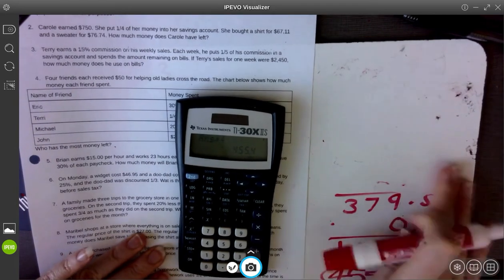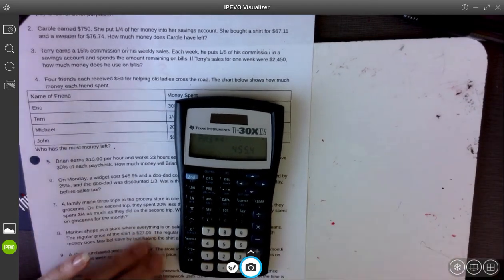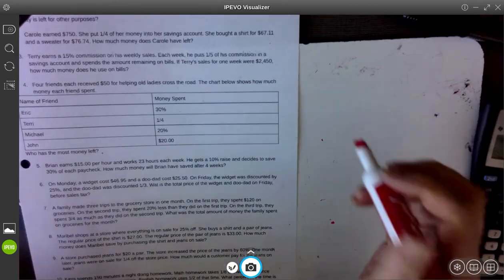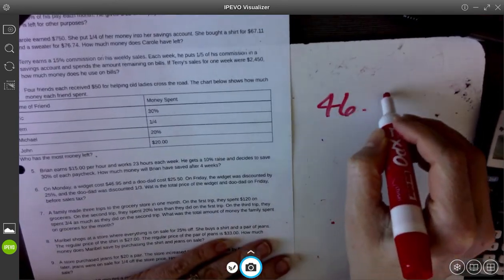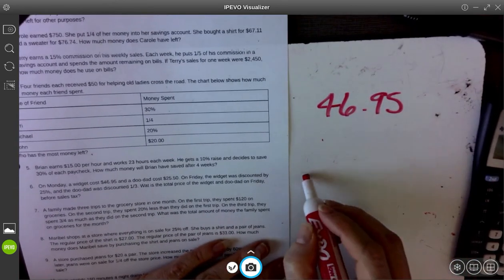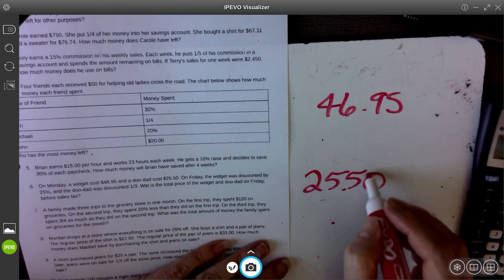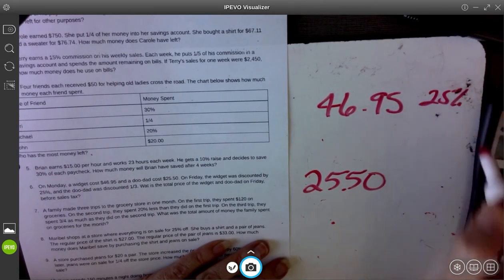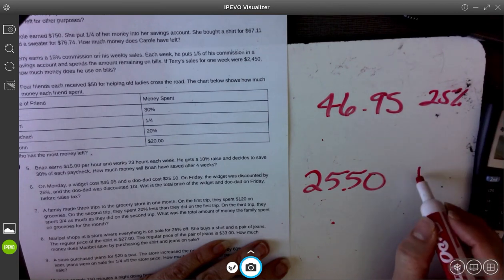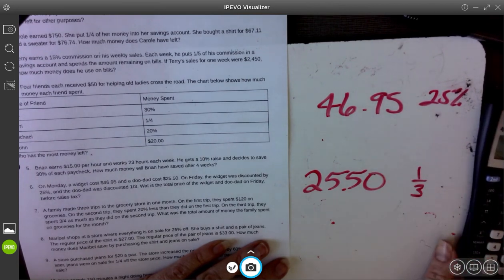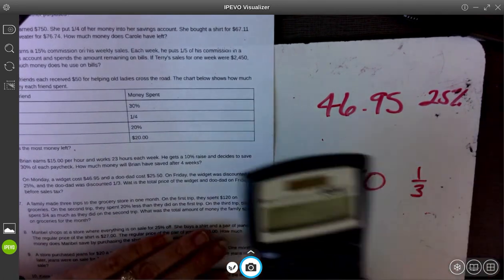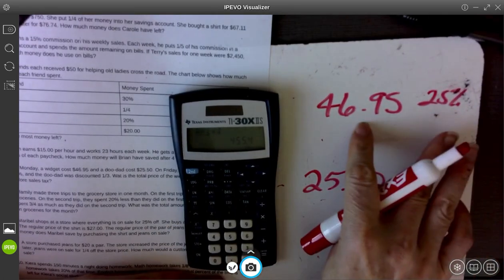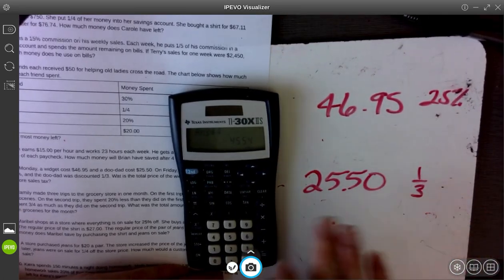All right. Moving on to number 6. On Monday, a widget costs $46.95 and a doodad costs $25.50. On Friday, the widget was discounted 25%. And the doodad was discounted by 1/3. What's the total price before sales tax? So I'm finding 25% discount and 1/3 discount.